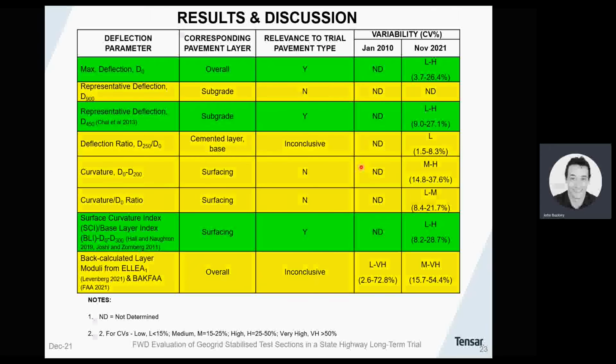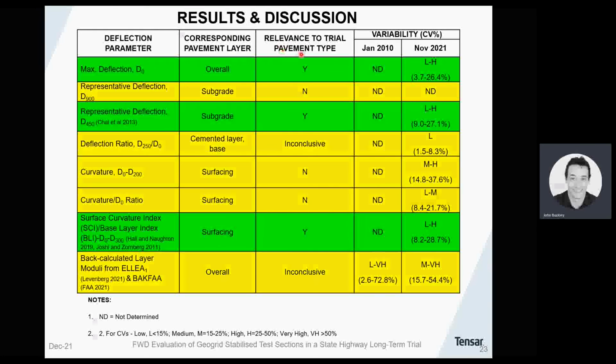The full results are in the written thesis, and there's a lot of information there, but I've just summarised that in this table. So as previously discussed, due to the incorrect location of the lane 1 measurement points, there wasn't enough data to statistically analyse the 2010 section, and that's why you see a lot of NDs or not determined in that column there. This table shows the deflection parameters and which pavement layer they correspond to. The actual relevance of these parameters to the type of pavement used in this trial, so that's in this column here.